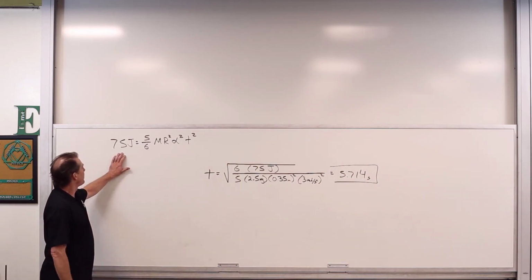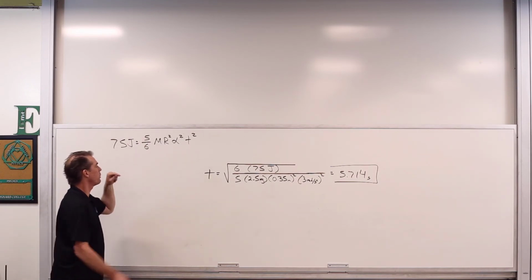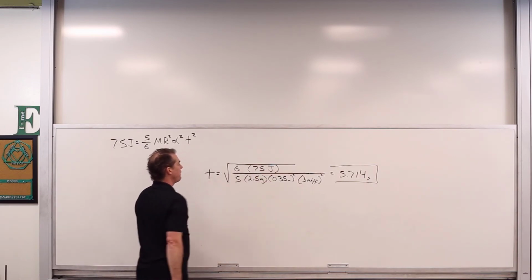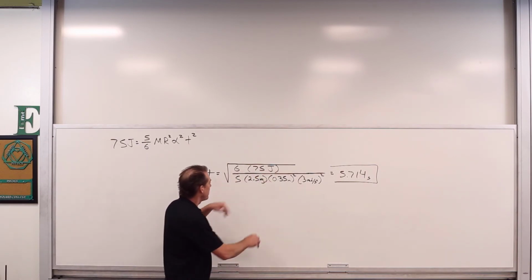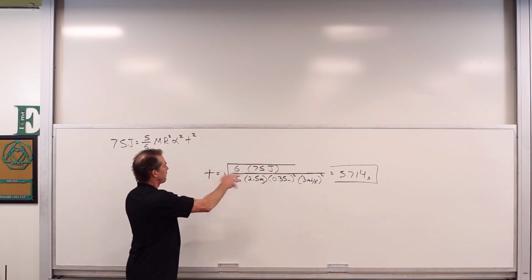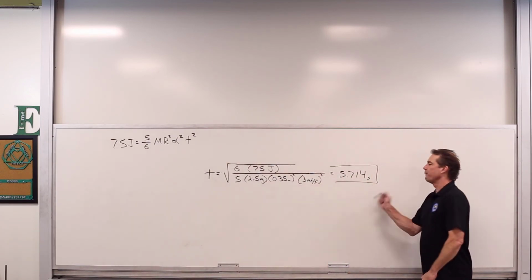So we have that, again, 75 joules is 5/6 m r squared alpha squared times t squared. We can go ahead and solve this for t. 6 times 75 times 5, divided by 5 times 2.5 m r squared alpha squared. Square root of all that, and we get our nice value, 5.714 seconds.